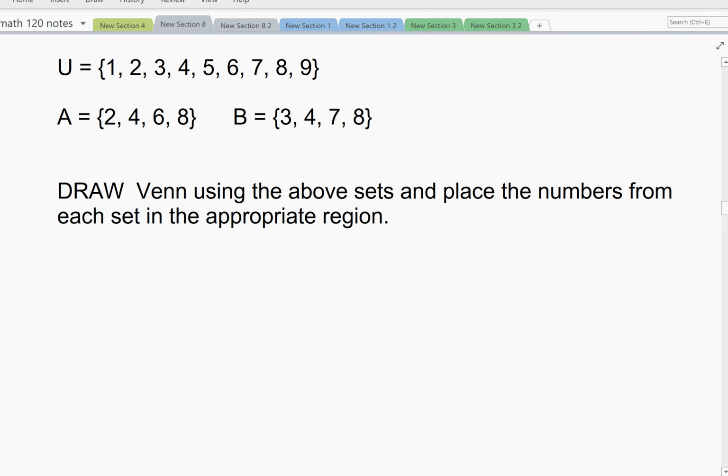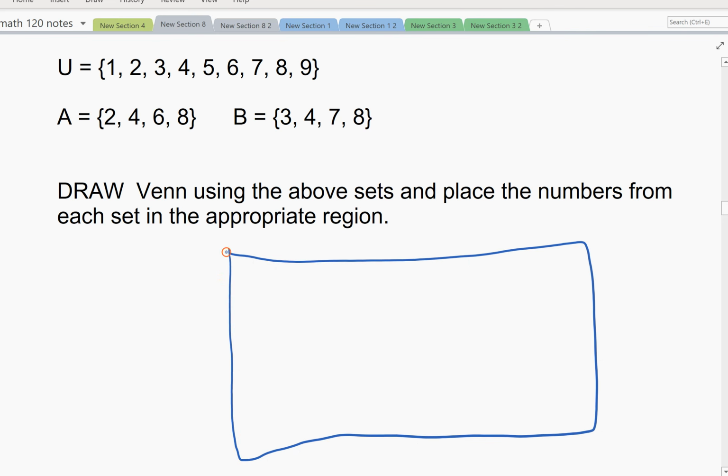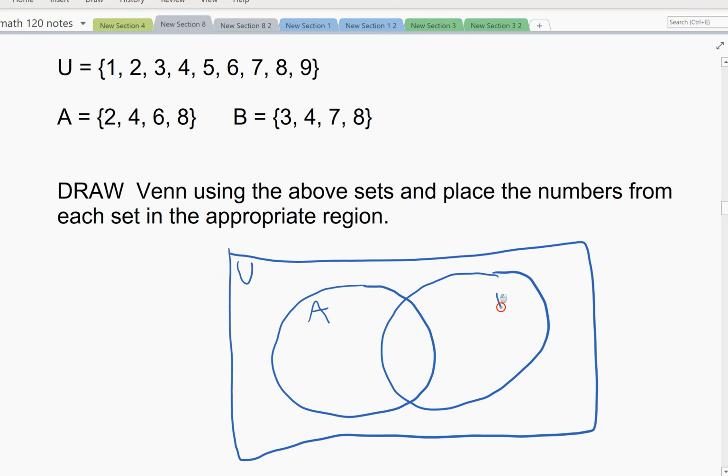Alright, so the Venn diagram is a rectangle, which would represent my universal set. So this rectangle represents set U. Inside set U, I've got smaller groups, which I'm going to represent by circles. So my smaller group, or my subset, is A. And then my second subset that I'm looking at is B. Now, I've drawn them where my 2 subset circles overlap, right? There's this overlap area, and that's because A and B overlap with some common elements.